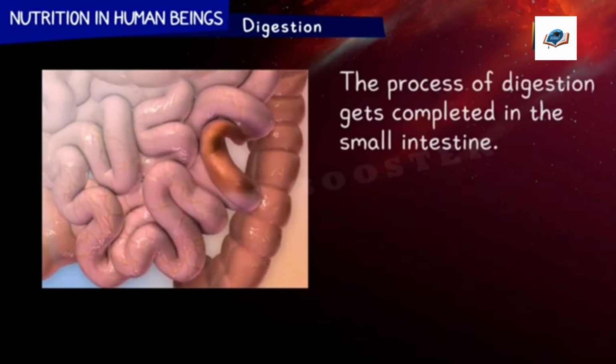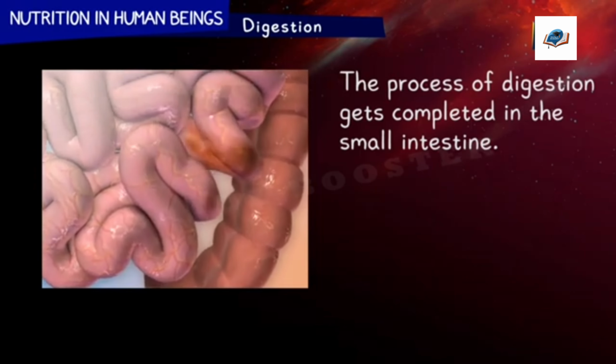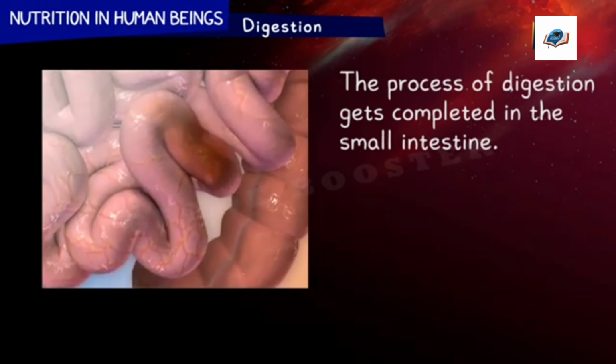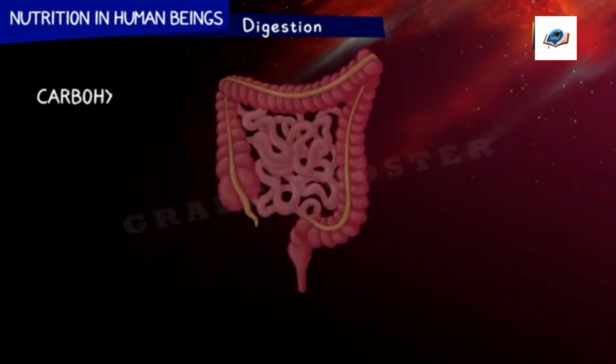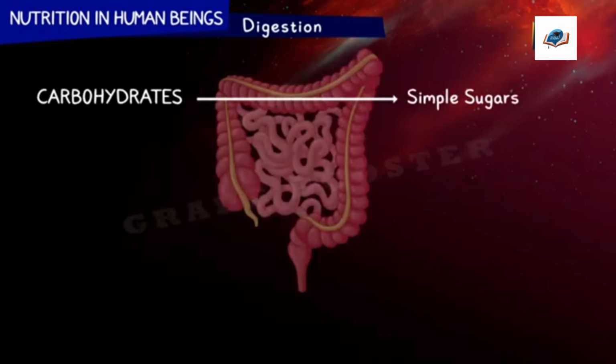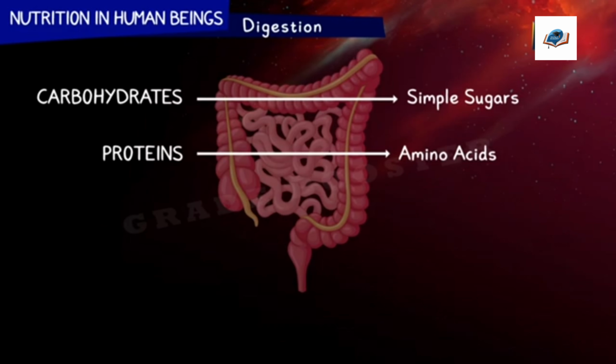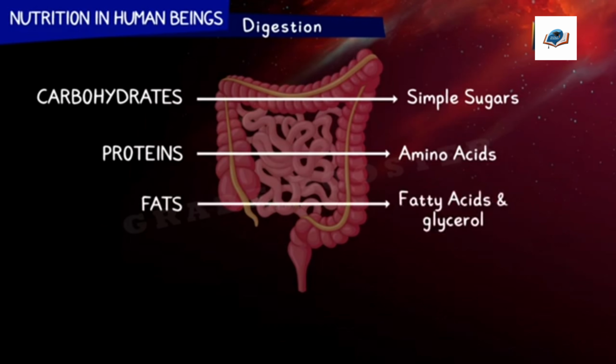The digestion of food gets completed in the small intestine. In the complete process of digestion, carbohydrates are converted to sugars, proteins are converted to amino acids, and fats are converted to fatty acid and glycerol.